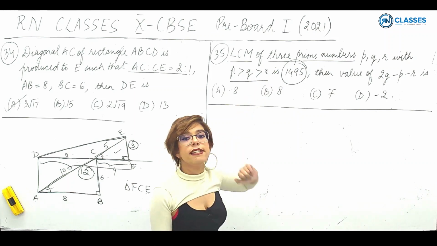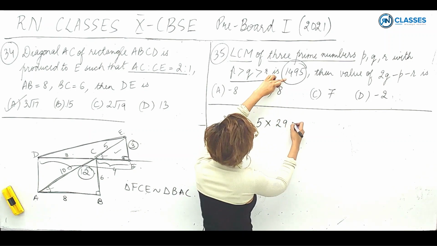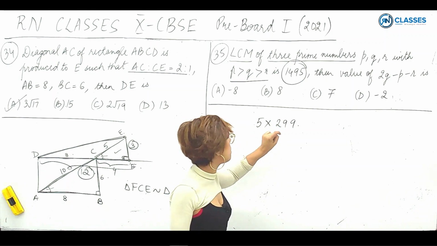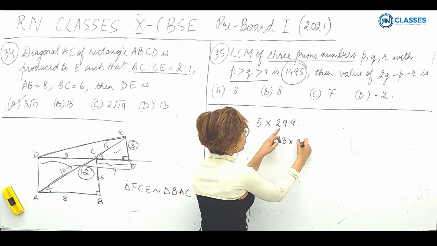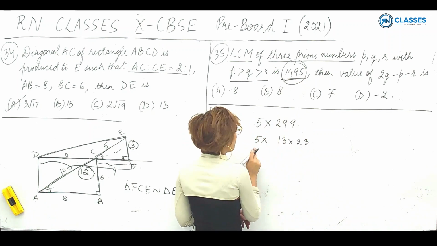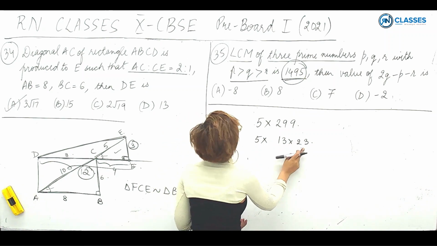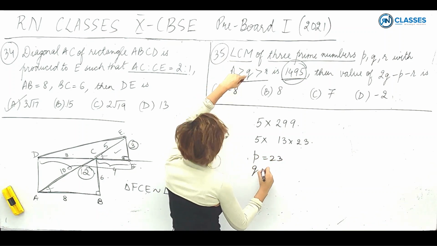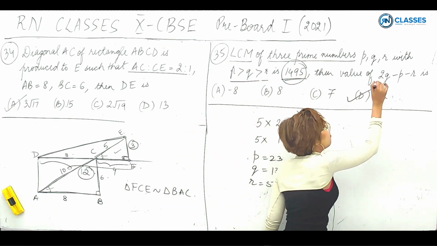A prime factor, I can see it is divisible by 5, so divide by 5. So 5 into, I'll get 299, right? Now 299, look at prime factors, it is not divisible by 7, not divisible by 11, 13. Let's check. 13 into 23 is 299. So I can factorize this as 5 into 13 into 23. 3 prime numbers, that is 5, 13, 23. But the largest prime number, which is P, is 23. Then comes the middle one, Q, which is 13, and the lowest one, which is 5. Just substitute the value and you will get the answer as option D.